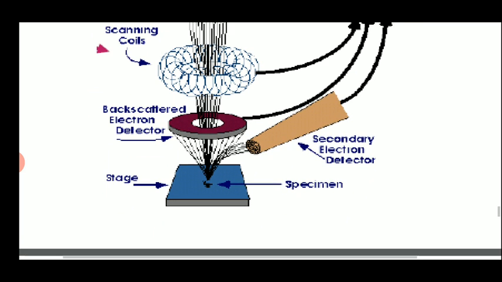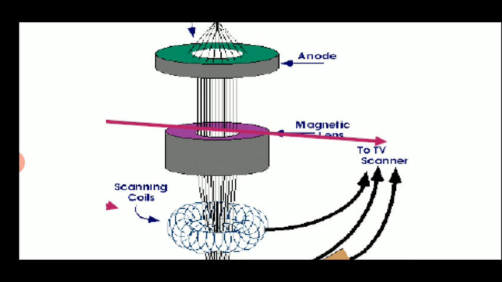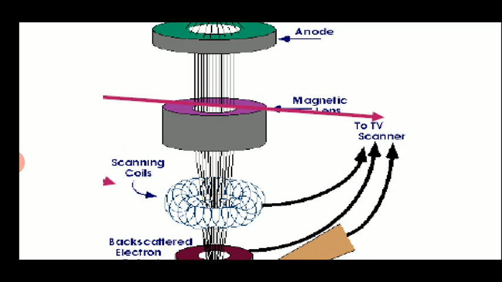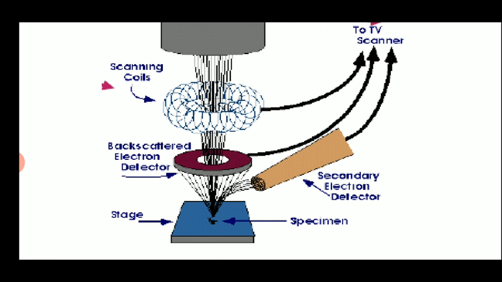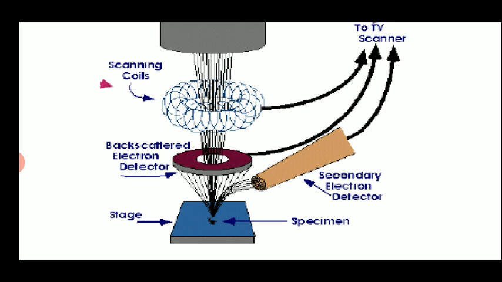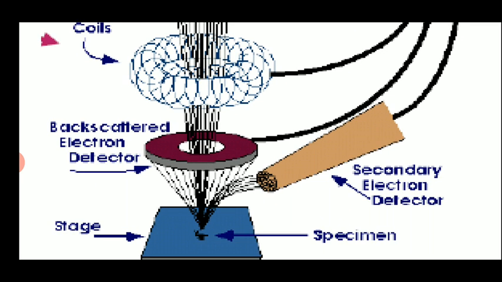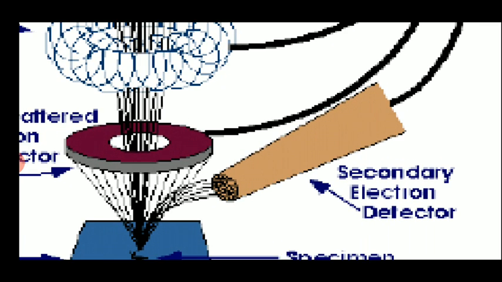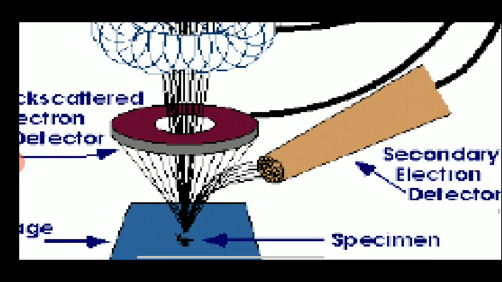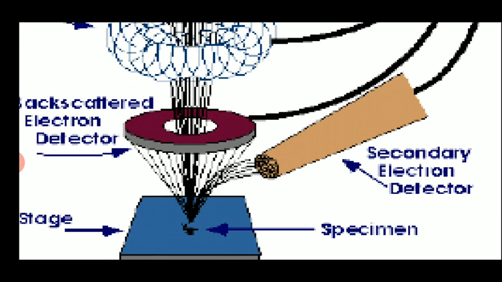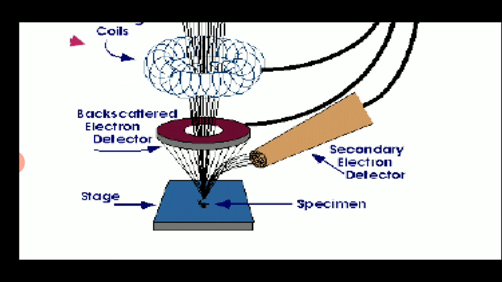From the electron gun, the electrons are ejected and they are passed through the lenses, and then they fall on the specimen or the sample, and the secondary electrons which are scattered from the sample are captured by the secondary electron detector, and from there it is connected to a raster scan image processor. Then the image of the specimen can be obtained on the screen.